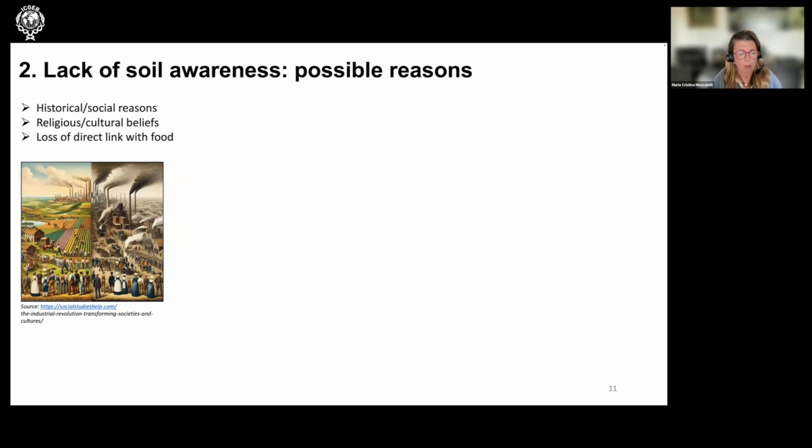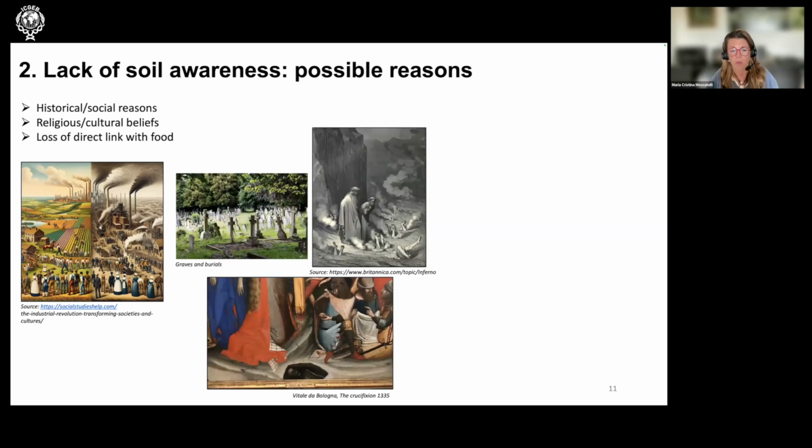Historical social reason. After the second half of the 19th century, the Industrial Revolution caused a gradual disenfranchisement of mankind from the soil. So the peasants, who represented the lowest social rank of the society, wanted to get rid of this position and moved towards the city. So this is how a disregard towards soil started. Then there is a cultural disregard. The cultural disregard is related to how our collective imagination links soils to death, to the concept of death, of graves, of burials.